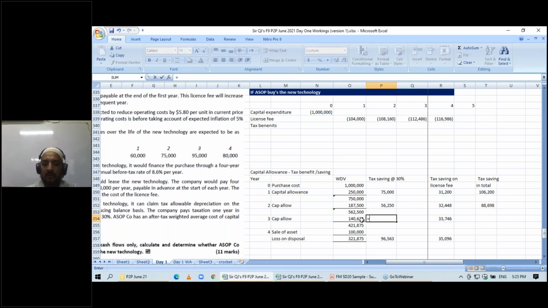Okay, Vivek, you were talking about this. The tax savings is 42,188, right? You are right. Actually, sometimes in speed, these clerical errors occur. I'm really sorry for it, to maintain the speed as well.